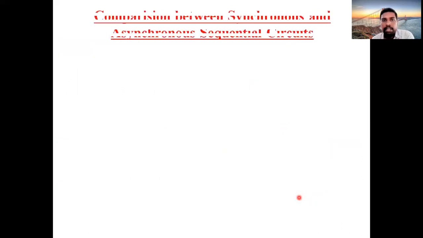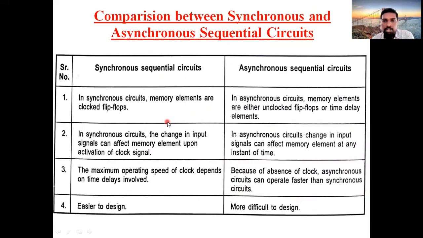Okay. And when you see the comparison of these two, here the memory elements are clocked flip-flops, whereas here unclocked flip-flops. Here the output will be changed according to activation of the clock signal, whereas here at any instant of time. Here the maximum operating speed will depend on time delays, but due to the absence of clock, the asynchronous circuit can operate faster than synchronous. It is easy for design. It is difficult for design. Okay, the comparison of synchronous and asynchronous.